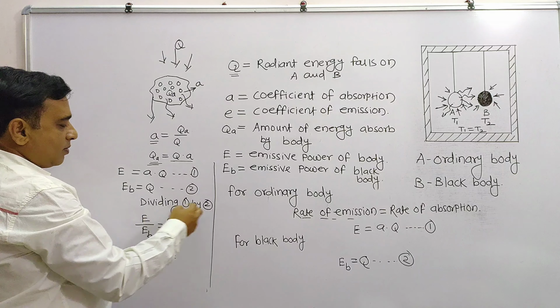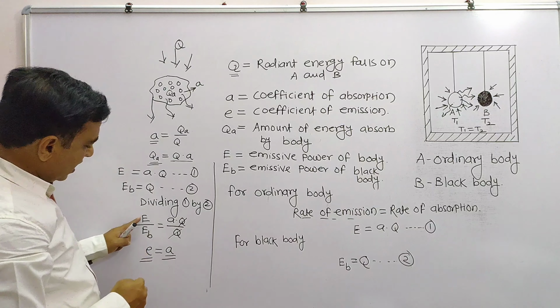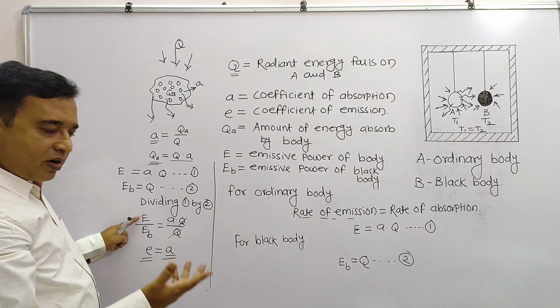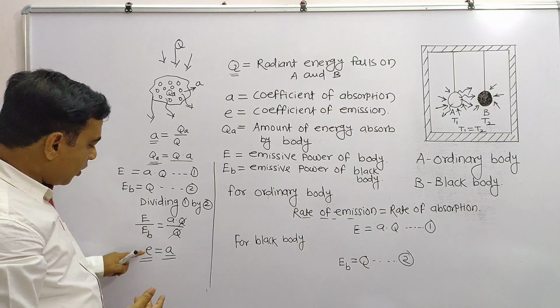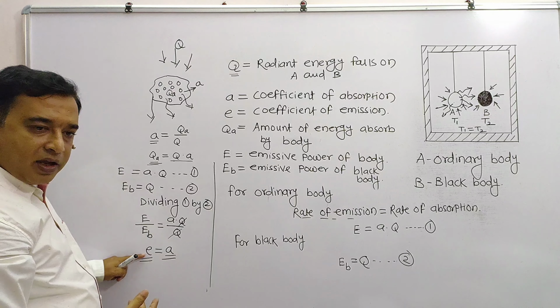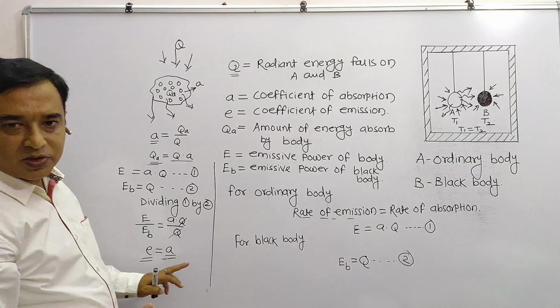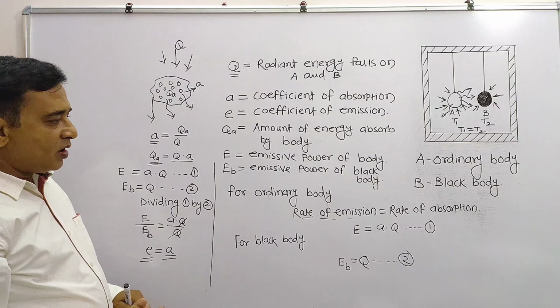Dividing equations 1 and 2, we have already defined that this ratio is the emissive power of the ordinary body to the emissive power of the black body, which means it is the coefficient of emission to the coefficient of absorption. Okay, thank you.